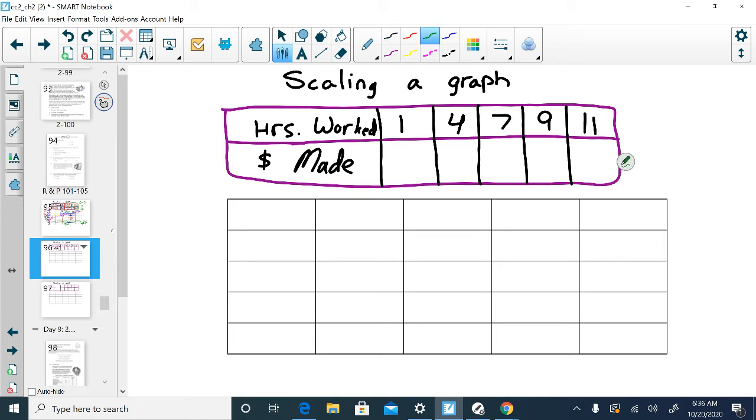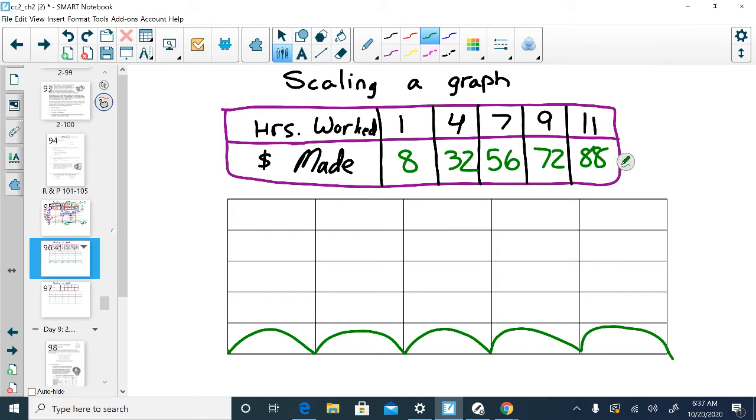So here we make, say, $8. Here we make $32. And then we make 56, 72, 88. All right, so now we're going to scale this graph. So remember, how many jumps do we make for our x-axis? We're going 1, 2, 3, 4, 5 jumps.